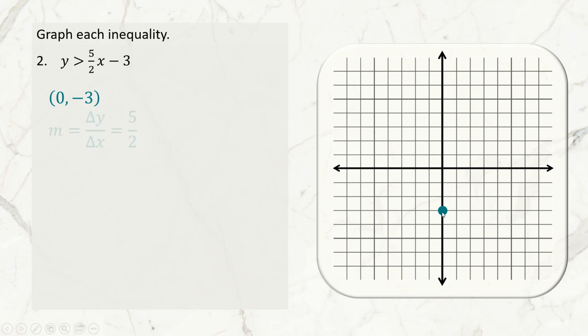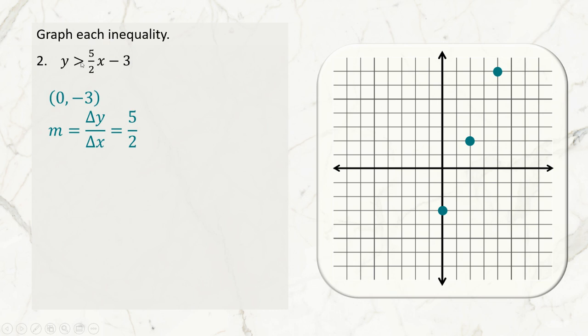Our slope is 5 halves, which means we have a rise of 5 and a run of 2. So we're going to go up 5. 1, 2, 3, 4, 5, and right 2. 1, 2. Okay, there's our next point right there. We're going to go up 5. 1, 2, 3, 4, 5, right 2. There's our next point right there.